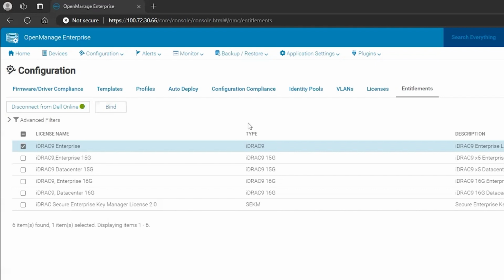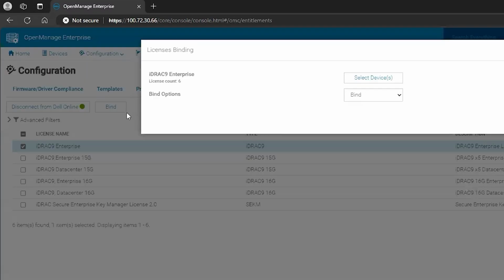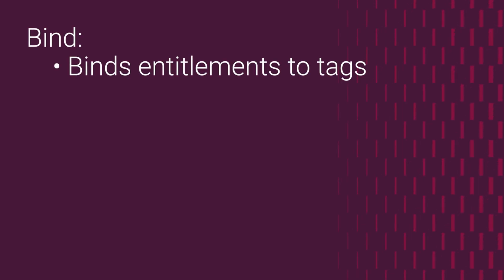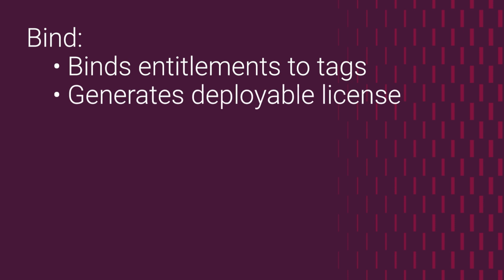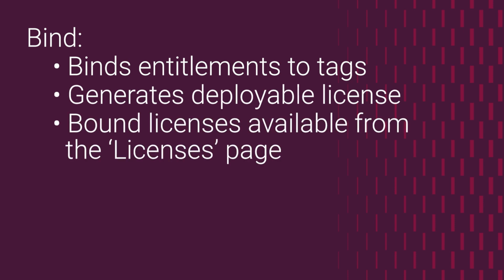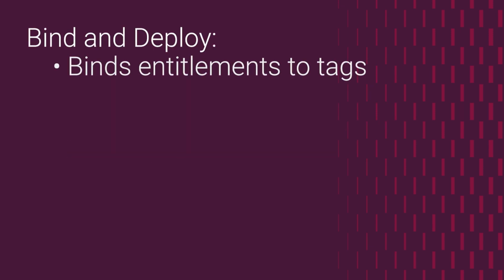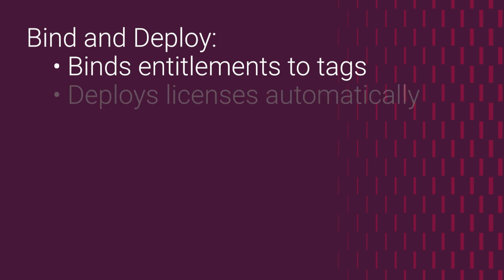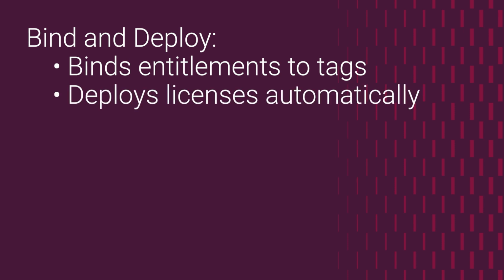Moving on to the bind process, we'll select the license to be bound and click Bind. The license binding wizard is displayed. From the bind option dropdown, you can either select Bind or Bind and Deploy. Selecting the Bind option will bind the entitlements to the device service tags and generate a deployable license. Once the job task is completed, the newly bound licenses are available to deploy from the licenses page. The Bind and Deploy option will first bind the entitlement to the target service tag and then deploy the license automatically. Both options will create a job task that can be found in the jobs page.